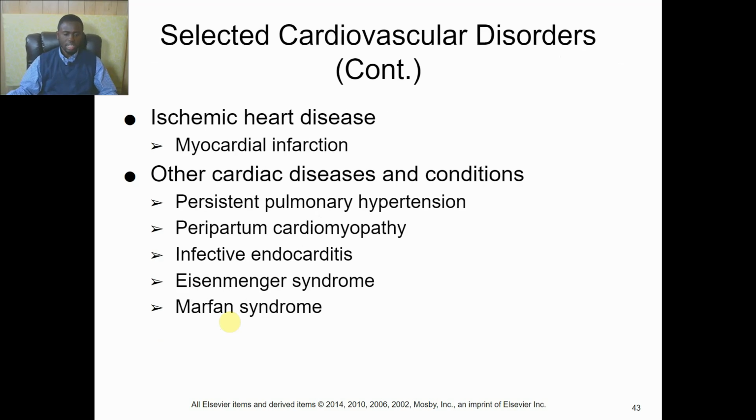There is also ischemic heart disease that can occur in the mother, and that will put the pregnancy at risk. So one of them is the myocardial infarction, which is a heart attack. Other cardiac diseases and conditions are persistent pulmonary hypertension, which can occur as a result of heart failure, and then peripartum cardiomyopathy, which is the enlargement of the heart muscle as a result of pregnancy. So all these are some of the conditions that you can see in a pregnant woman.